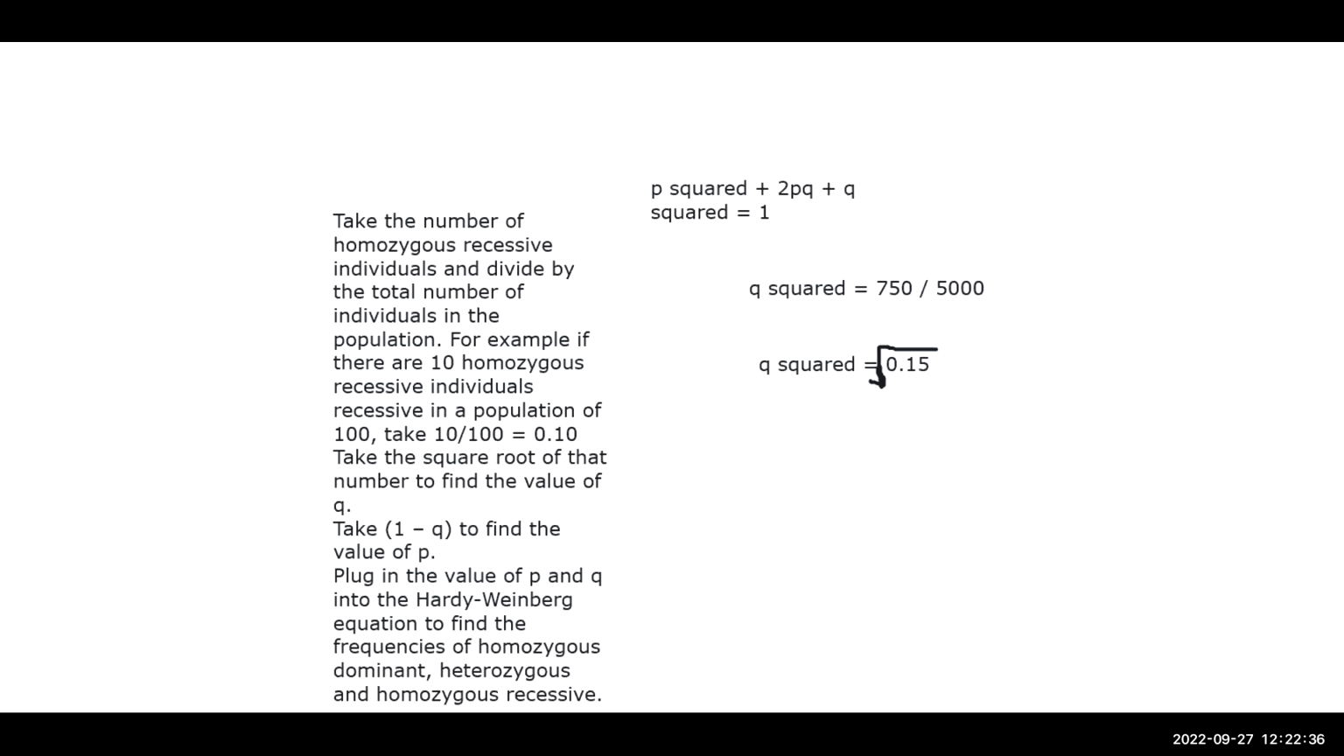So our value of Q equals 0.39, like that. And we know that the frequency of the dominant alleles plus the frequency of the recessive alleles will have to equal 1. And we already know the value of Q, so it's easy to find the value of P. You take 1 minus the value of Q, which is 0.39 in this case, and that's going to give us a value of P. So you guys tell me, what's 1 minus 0.39?